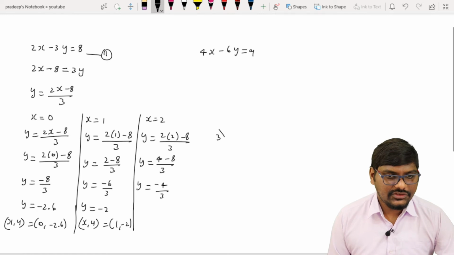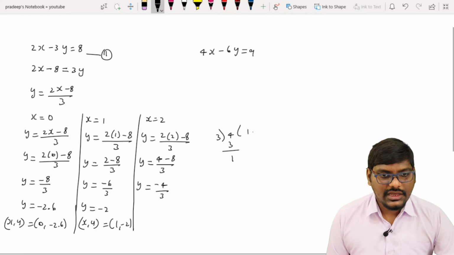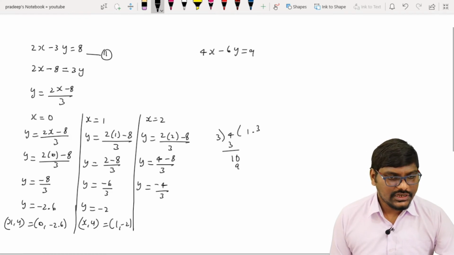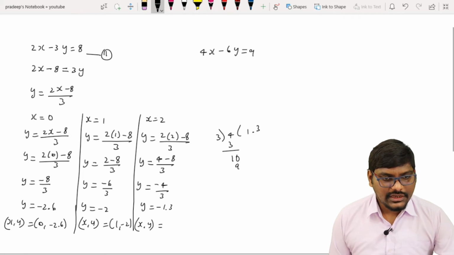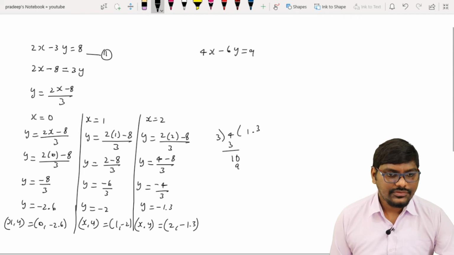If I divide 4 by 3, 3 ones are 3, 1 is the remainder, and I can take point and 0 here, so 3 threes are 9. So I can get y equal to minus 1.3. So I can write here x comma y is equal to 2 comma minus 1.3.